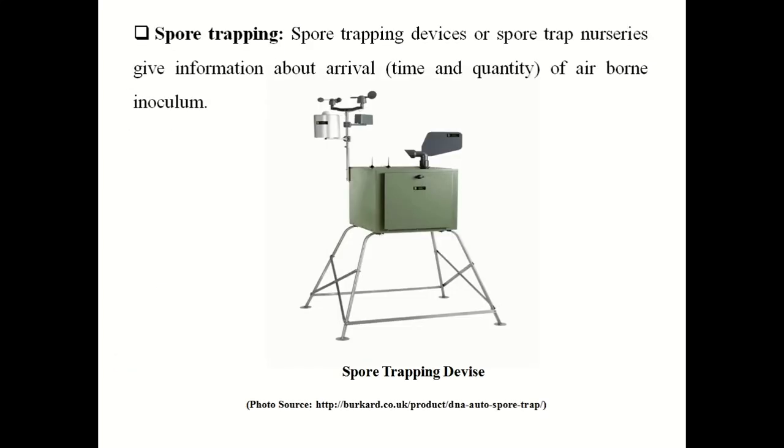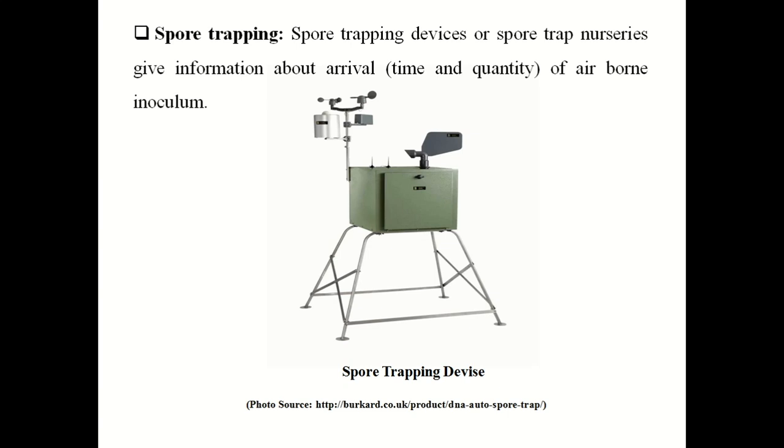Number four, that is spore tracking. The spore tracking device and spore tracking nurseries are very important for surveying airborne diseases. It is also useful for forecasting airborne diseases. Here, one photograph is given of the spore tracking device. Simply, this spore tracking device is established in the field. It directly traps or catches the spores from the air.